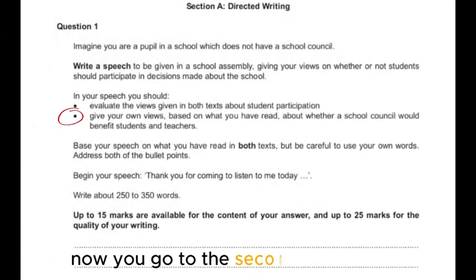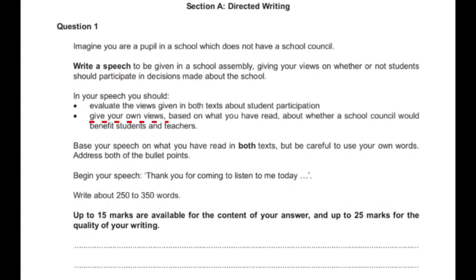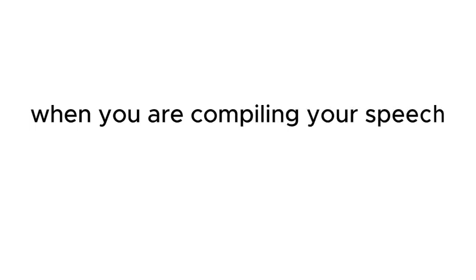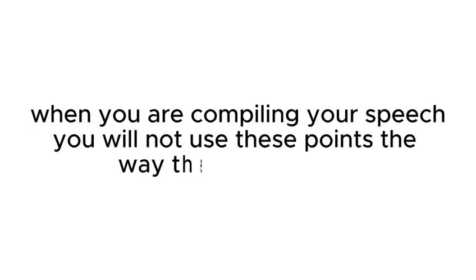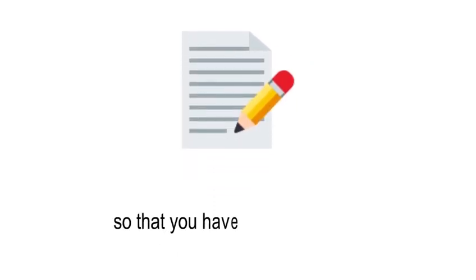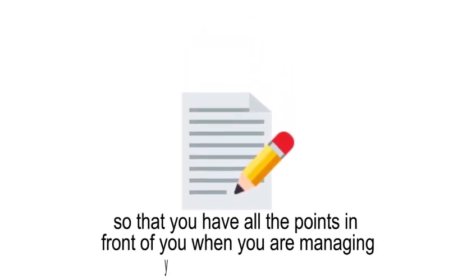Now you go to the second bullet point. Give your own views based on what you have read about whether a school council would benefit students and teachers. So you will again take out all the points which you can use for your own views. When you are compiling your speech, you will not use these points the way they are written. You will change them into your own words. So you will read text A, take out all the relevant points. You can mark the insert with a pencil so that you have all the points in front of you when you're managing your speech writing.